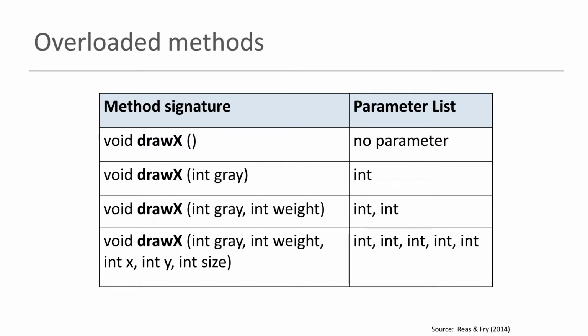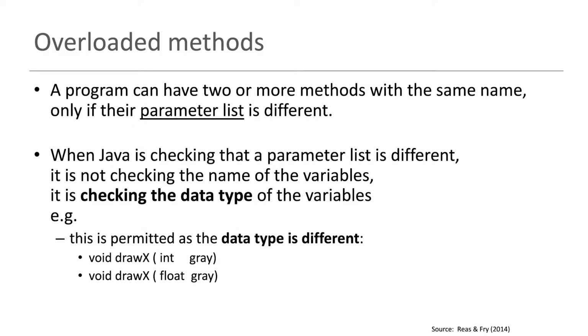So if we look at the first one, it has no parameter. The second one has an integer parameter. The third one has 2 integer parameters. And the fourth example has 5 integer parameters. Same name, but different parameter list. A program can have 2 or more methods with the same name only if the parameter list is different.